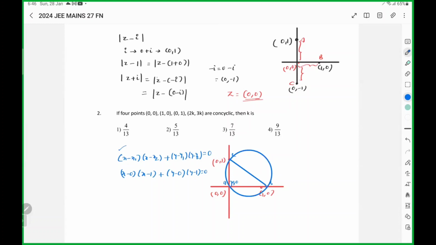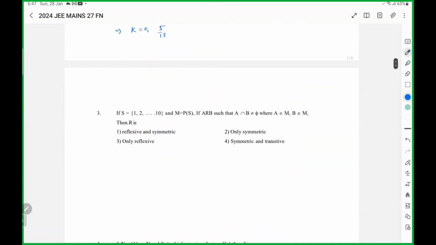So now here is another point (2k, 3k). These are concyclic, which means this point lies on it. So 2k(2k - 1) + 3k(3k - 1) = 0, so 4k² + 9k² is 13k² minus 5k equals 0, which implies k is 0 or 5/13. k = 0 means you get the same point. So the other possible answer is 5/13.